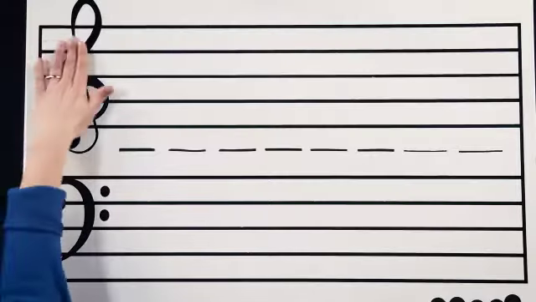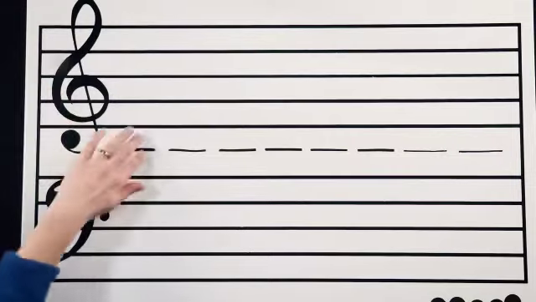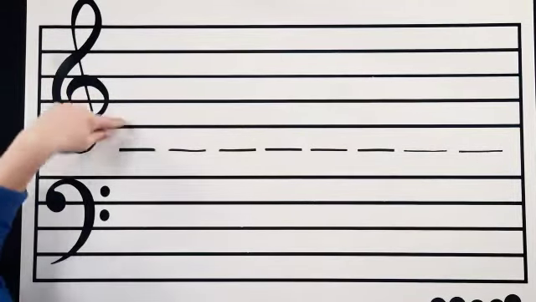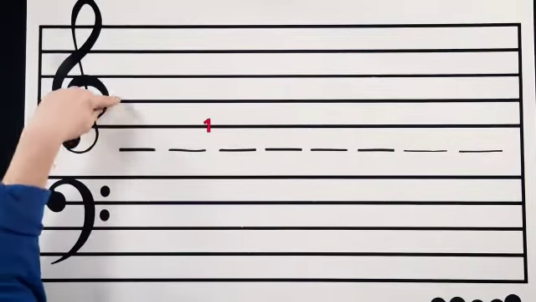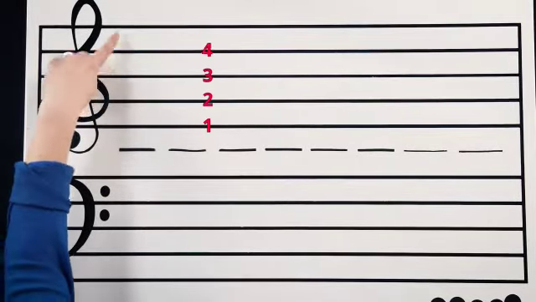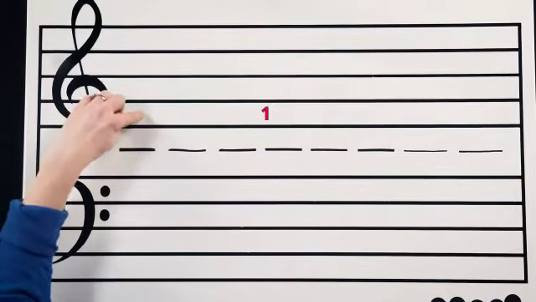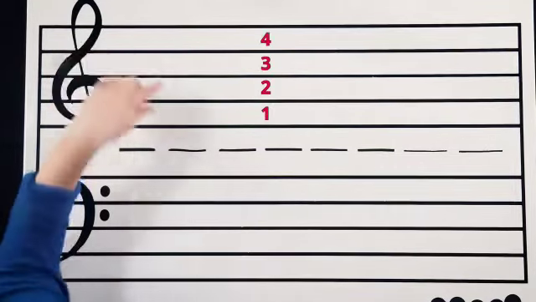So to begin, we're going to start with the treble clef. For now, I want you to ignore this middle line, and we're just going to talk about what we see from here up. So we've got line 1, 2, 3, 4, and 5. 5 lines and 4 spaces. 1, 2, 3, 4. Each of those lines and spaces has a note name attached to it.